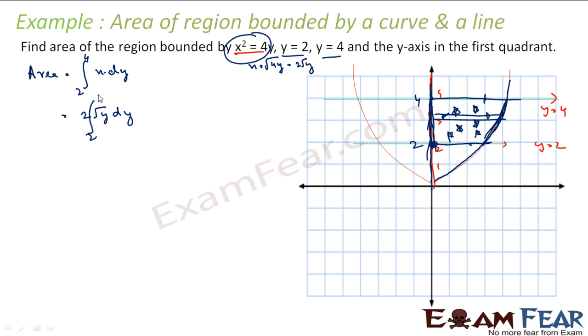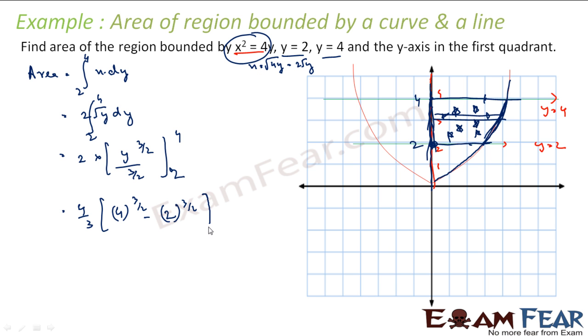Anyway 2 is constant, so I'll take out 2, limits 2 to 4. So this becomes 2 into y to the power 3 by 2 divided by 3 by 2, from 2 to 4. So this becomes 4 by 3 into y to the power 3 by 2, that is 4 to the power 3 by 2 minus 2 to the power 3 by 2. If you solve this, this is nothing but 4 by 3 into, this becomes 2 to the power 3, that is 8, minus 2 to the power 3 by 2, that is 2 root 2.